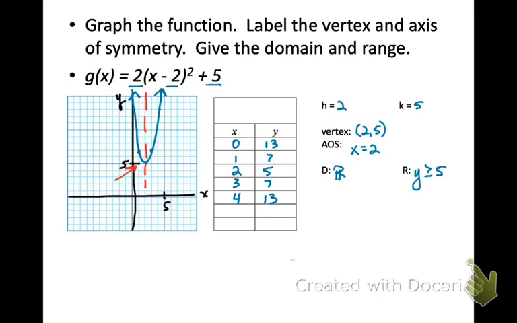Now you know the steps of how to graph a quadratic in vertex form and how to pick out all the important characteristics of this graph.